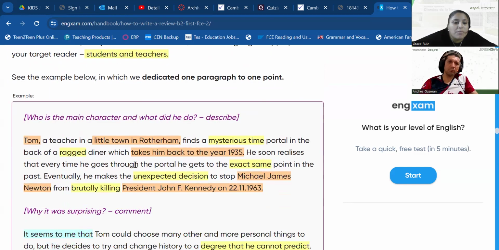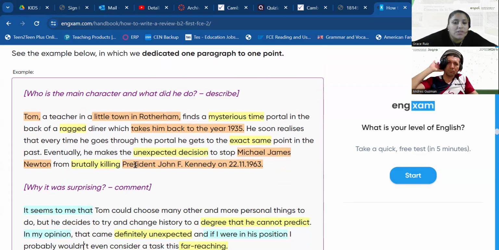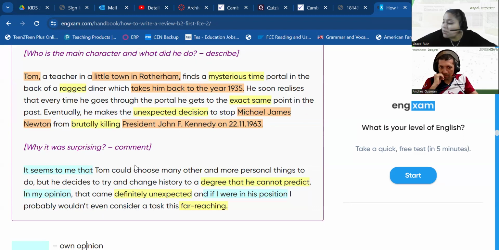So, Tom, a teacher in a little town in Rotherham, finds a mysterious time portal in the back of a rag dinner, which takes him back to the year 1935. He soon realizes that every time he goes through the portal, he gets to the exact same point in the past. Eventually, he makes the unexpected decision to stop Michael James Newton from brutally killing President John F. Kennedy on the 22nd of November 1963. Was it surprising?